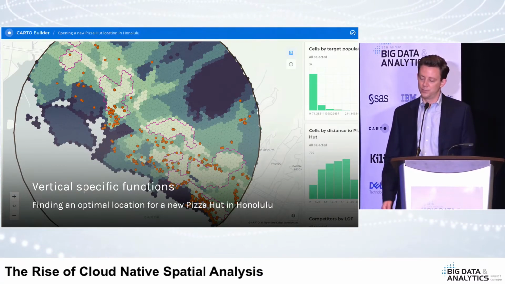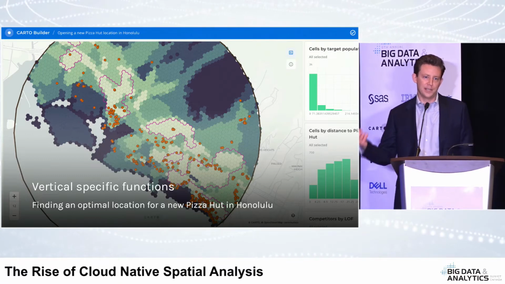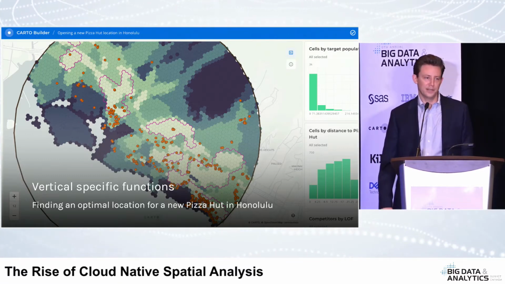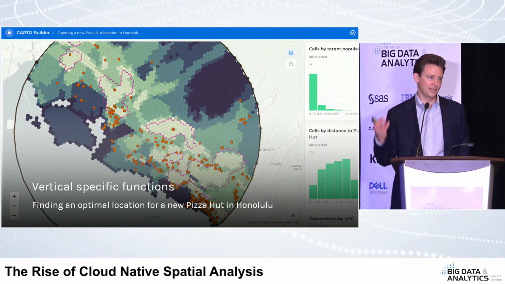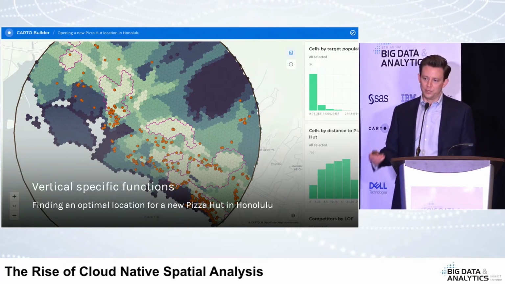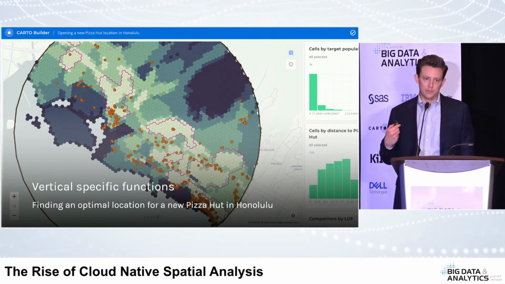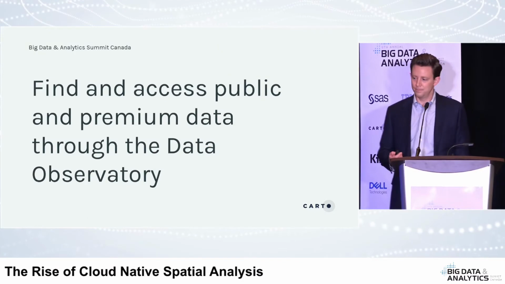So this is a visualization looking at optimization, finding a great location for a Pizza Hut in Honolulu using demographic data and things like that. We've actually put those together for retail verticals. We're adding some for logistics and CPG as well.